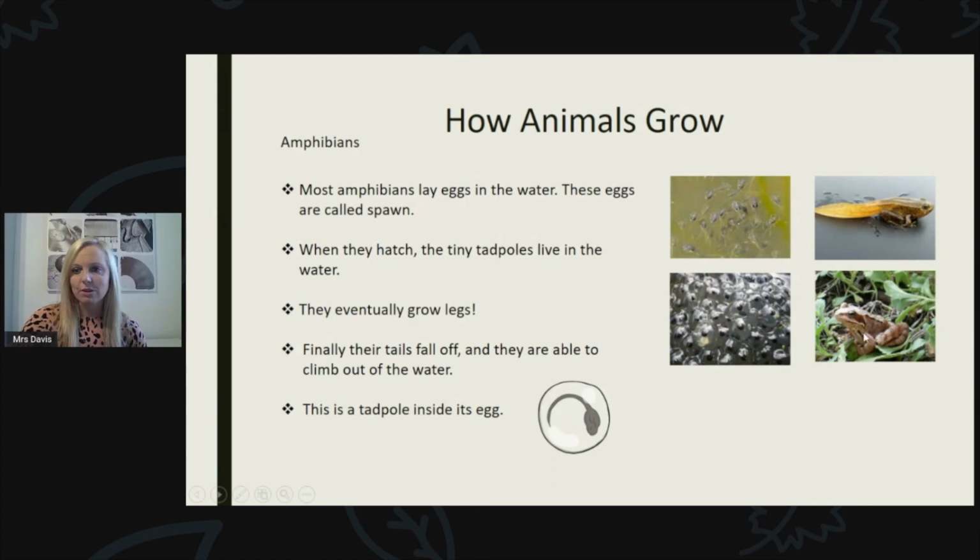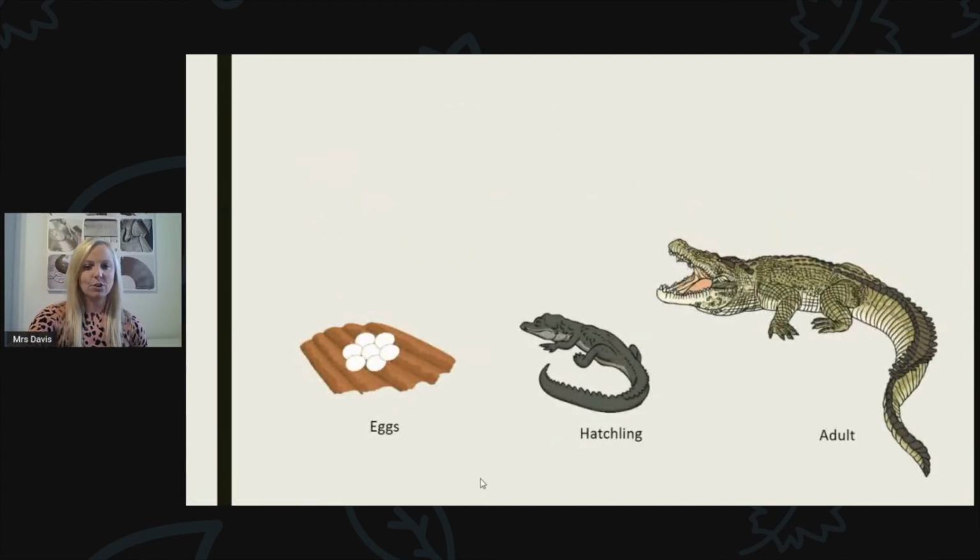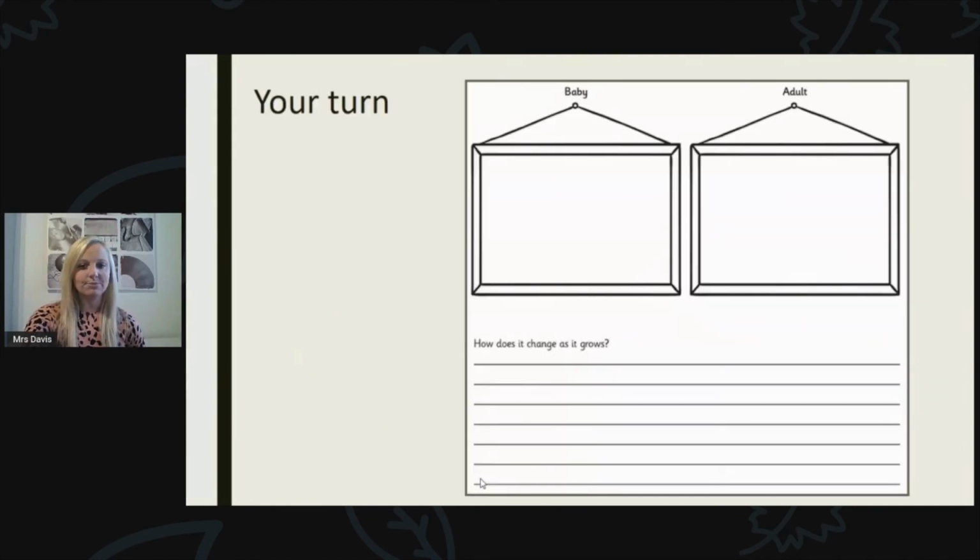We've got a frog, haven't we, or a toad? Quite sure, I think that might be a toad actually. Okay, and this is a tadpole inside its egg. So you've got eggs, a hatchling, remember, and an adult.